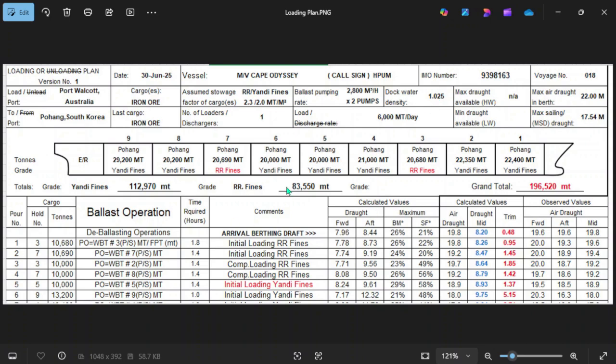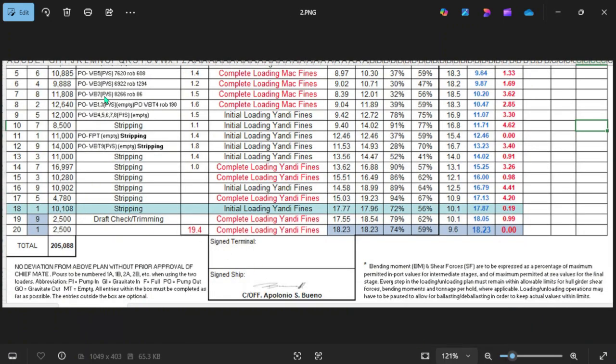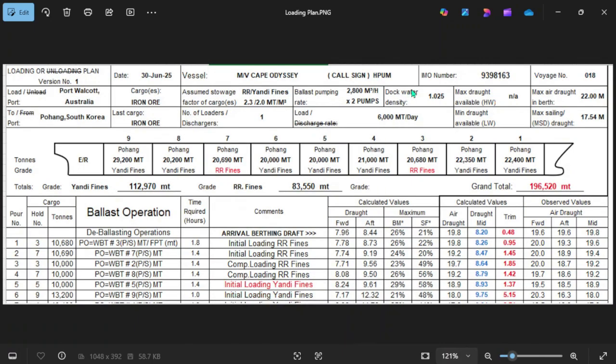So throughout the process of making this loading plan until you finish, that will be, for example, after you completed loading in hold number 4, you will have a remaining cargo, and this will be your final draft. All these sequences are based on the density of 1.025, so take note of that, guys. So let's proceed.